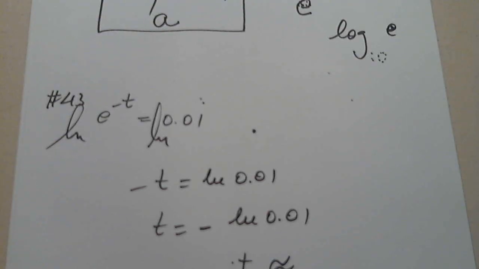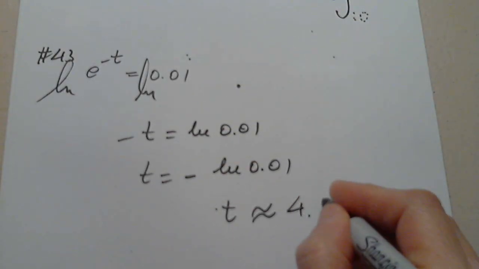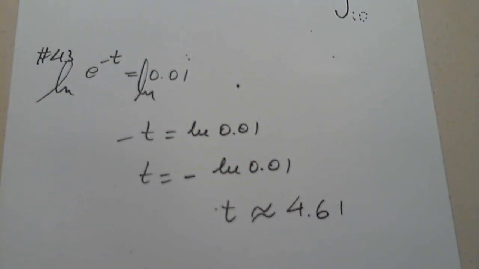Okay. So let's continue with this calculation. What was it? Negative natural log of 0.01. So it's 4.61. And you go back and check if you would like to, and I would always recommend that.